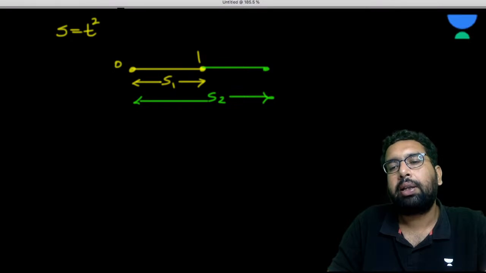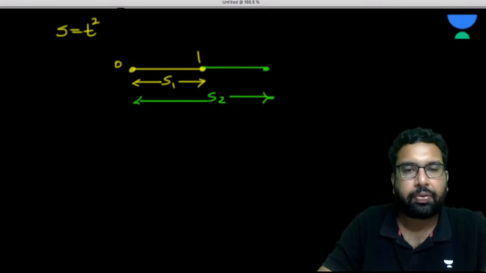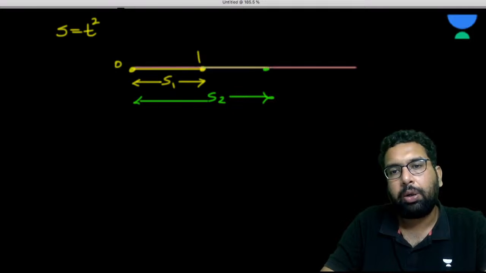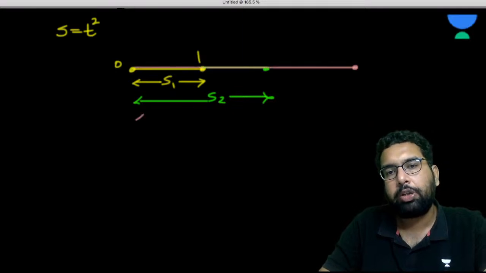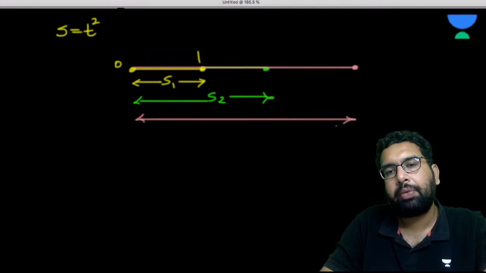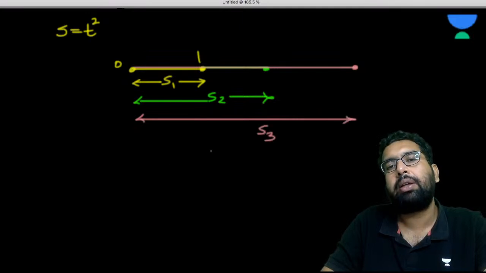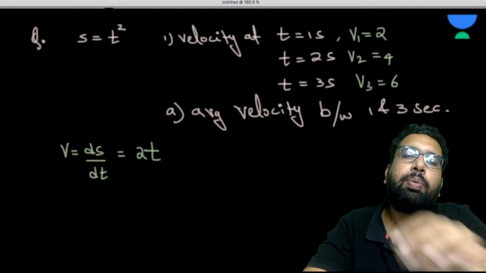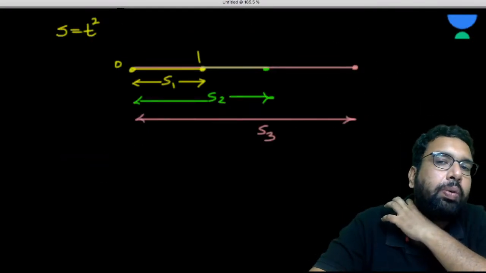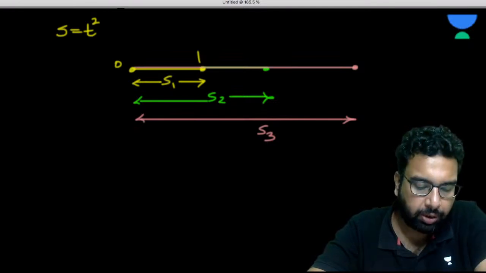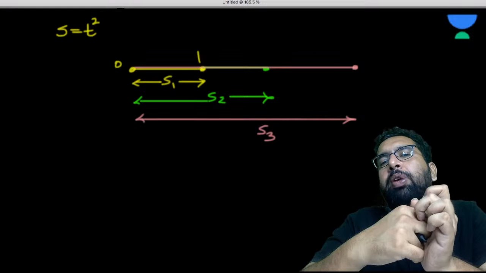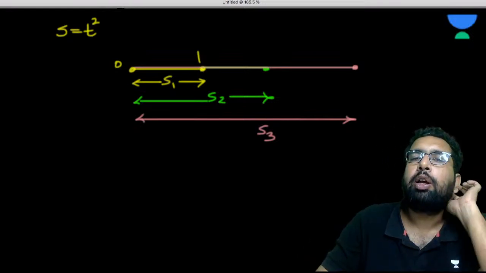Now they say the displacement in 3 seconds. So what is going to be the displacement in 3 seconds, sir? We are again going to measure from the origin, so this is going to be S3. Now they are asking what is the average velocity between 1 to 3 seconds? So what is the total displacement between 1 to 3 seconds?